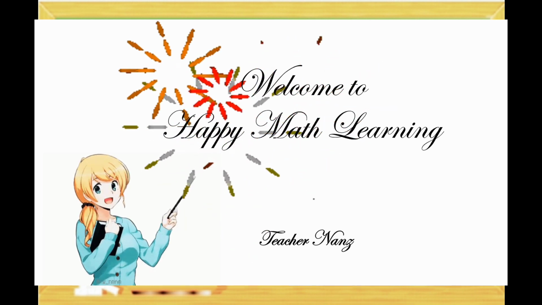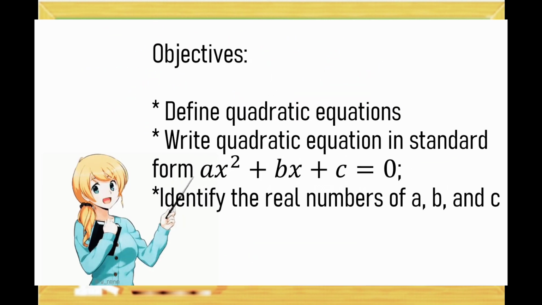The objectives for this lesson are: first, define quadratic equation. Second, write quadratic equation in standard form ax squared plus bx plus c equals 0. And third, identify the real numbers a, b, and c.